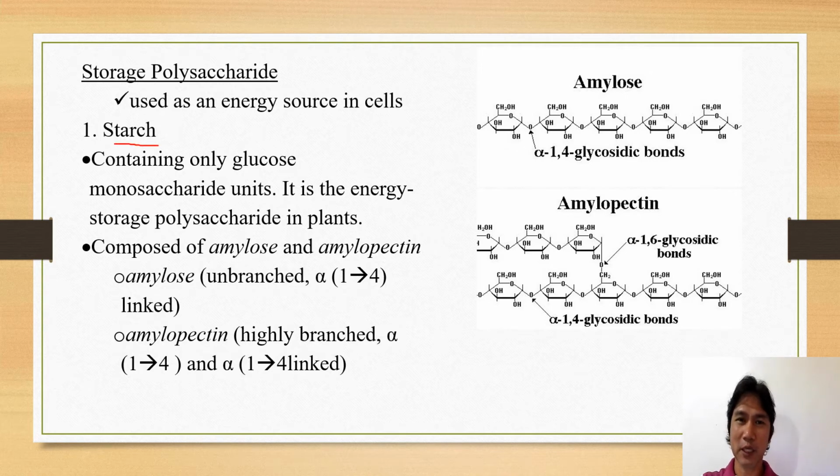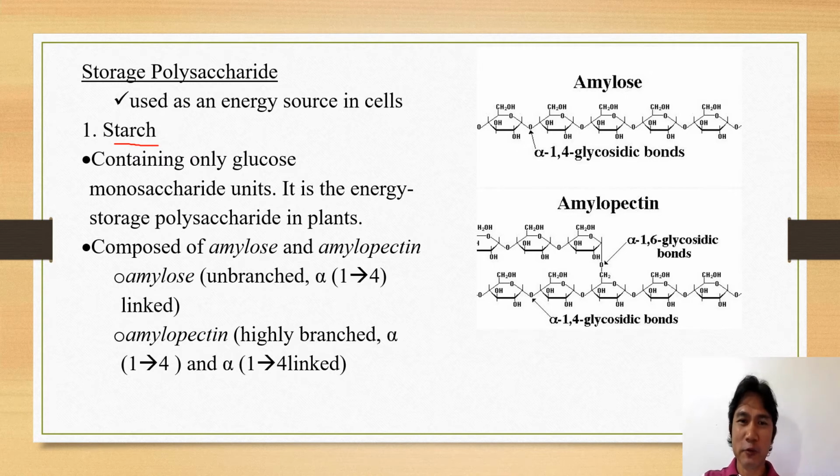Starch is produced by plants via photosynthetic processes. So starch is a polymer, as I said earlier. It's a large molecule that is made up of many glucose molecules. The glucose molecules are bonded using alpha 1,4 glycosidic bonds. And starch is composed of either amylose or amylopectin.